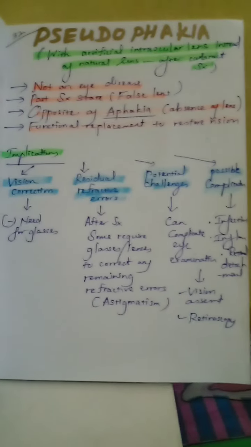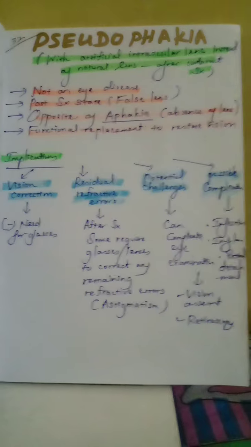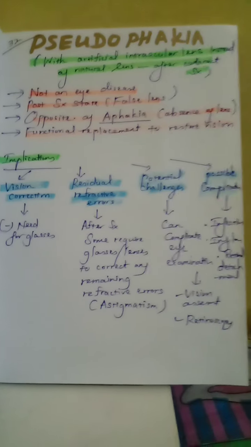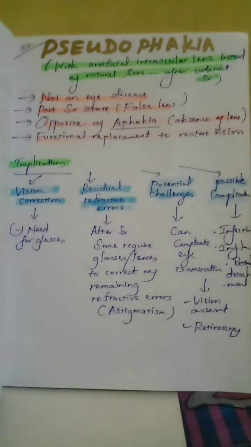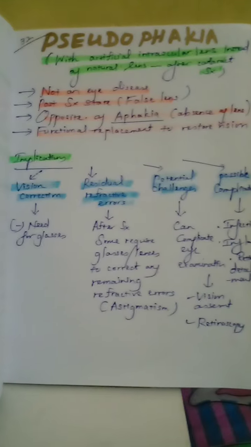So pseudophakia is not an eye disease, but it is a false lens, a post-surgical state that occurred because of replacing the natural lens with an artificial intraocular lens. And generally, it happens as a post-surgical procedure.